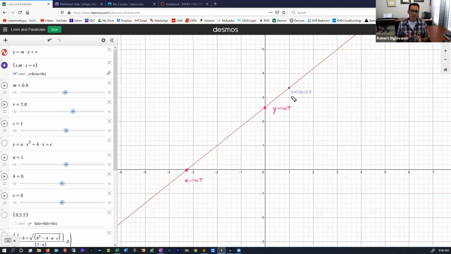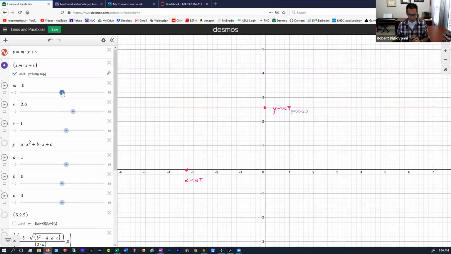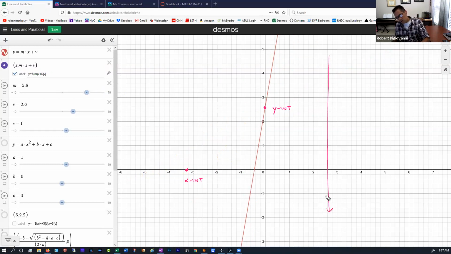There are some special cases where that wouldn't happen. For example, if the slope is 0, then we still have a y-intercept, but we don't have an x-intercept. So there's one special case where we would not have an x-intercept, but every other line has one. You could also make the line vertical. I'm not going to be able to make it vertical on here, but imagine a line that was just straight up and down. Then we would have an x-intercept, but we wouldn't have a y-intercept.